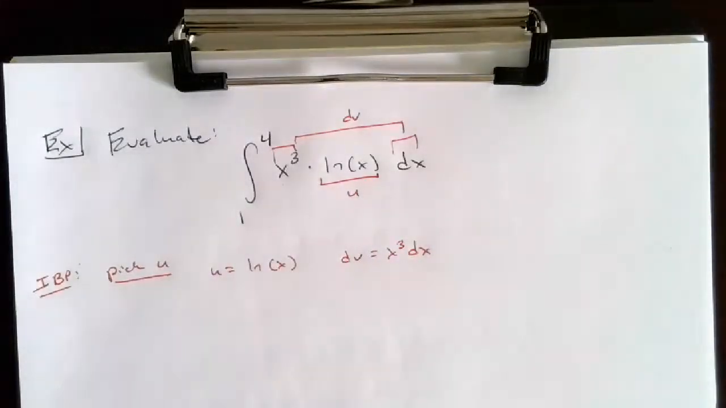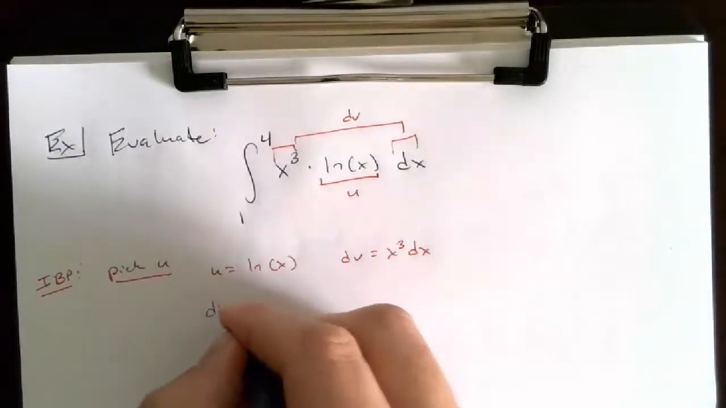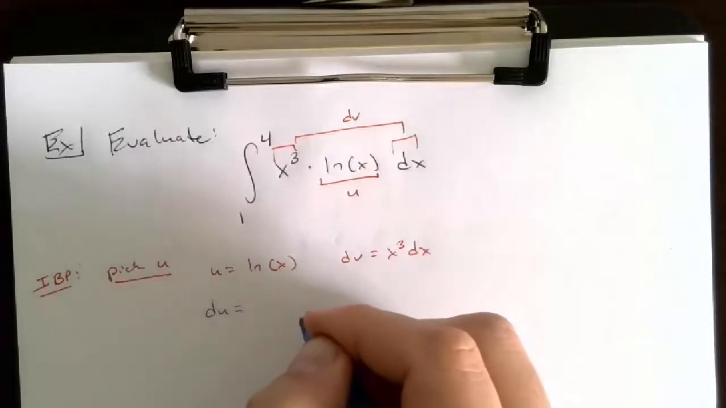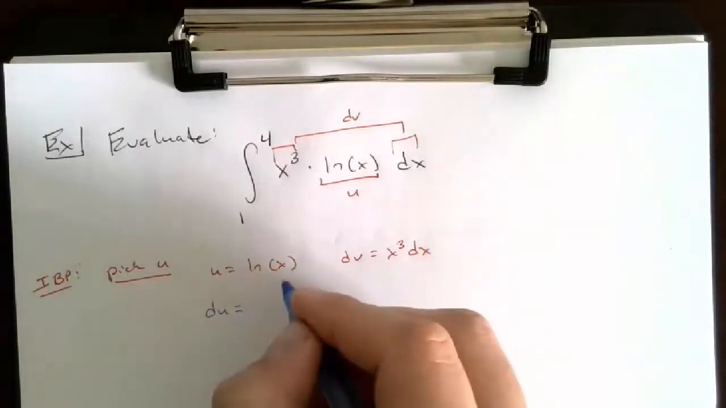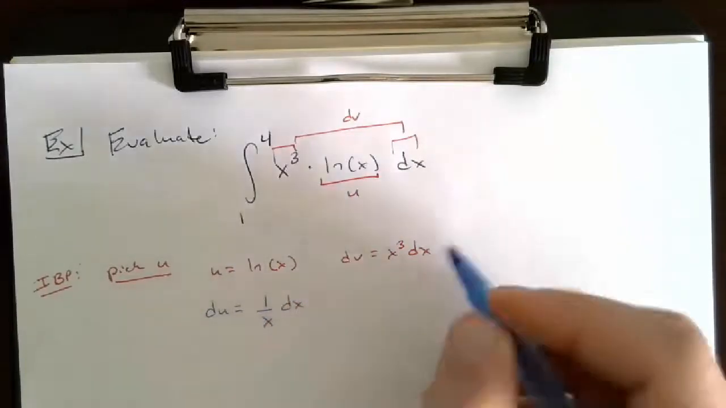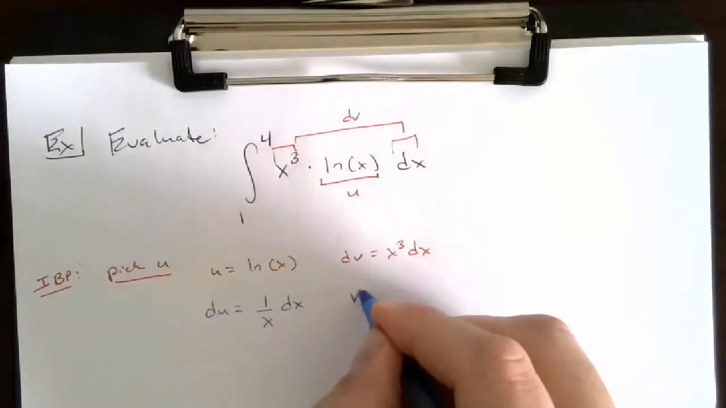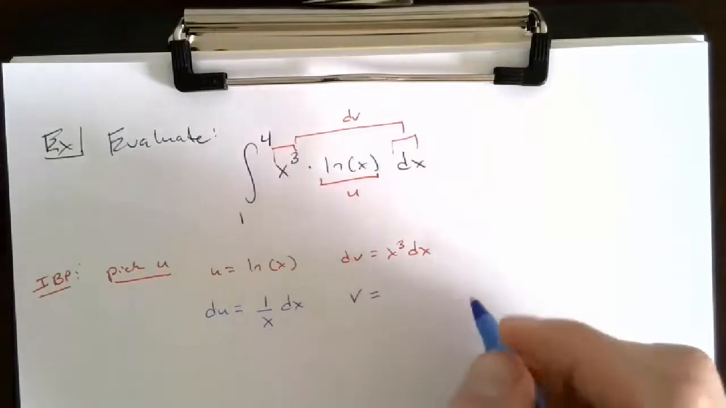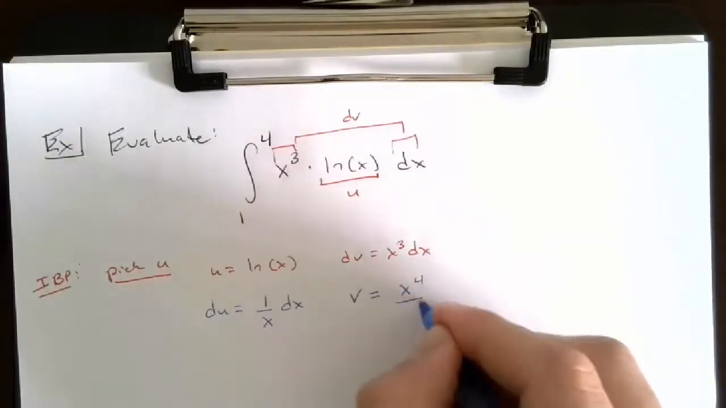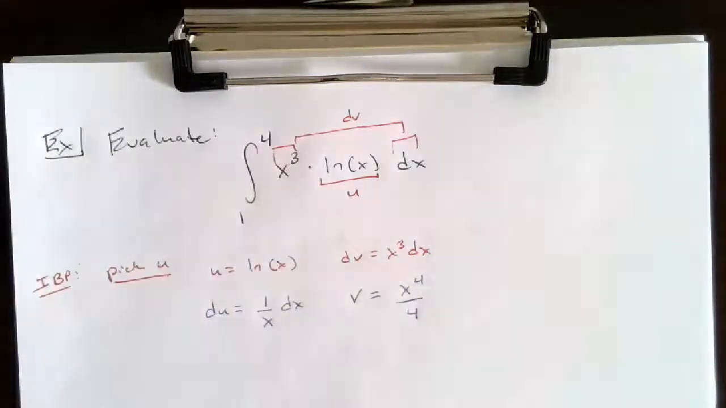Remember how we use these, right? When we have u, we want the derivative of u, so du, and du is equal to the derivative of natural log of x, which is 1 over x dx. From dv, we want to find v. Remember, that's the antiderivative of this. So we take this as x to the, add 1 to the power, so x to the fourth divided by 4, same new power. And you're going to do what you normally would do.